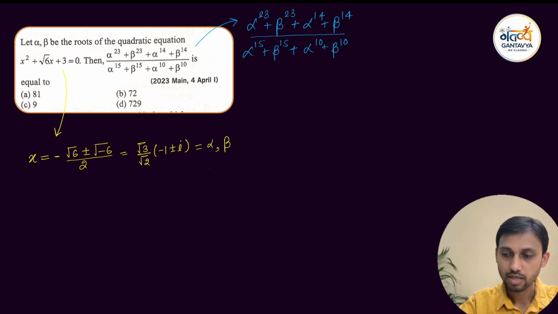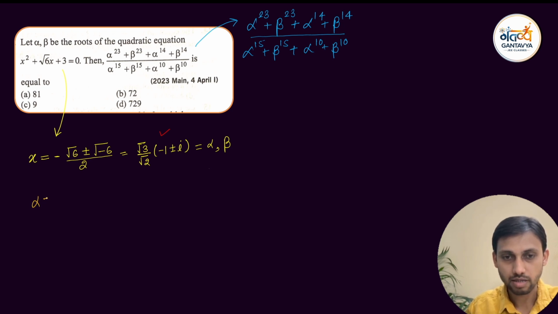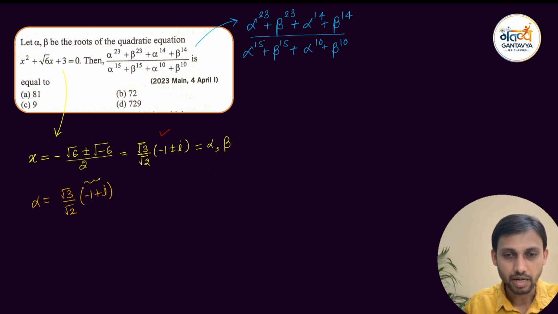So I thought that let us take a particular root here. Let me assume that any one of these roots is alpha. So let us assume that alpha is root 3 by root 2 times minus 1 plus iota. I thought that with this minus 1 and iota, I have seen such kind of numbers before. In complex numbers, if we square this quantity, it is going to be a purely imaginary number because 1 square and iota square are going to cancel each other. So with that analogy, I thought that let us square this.